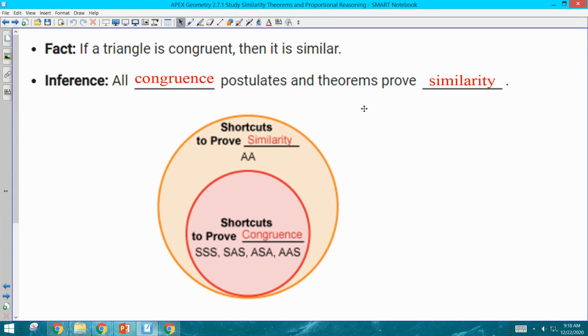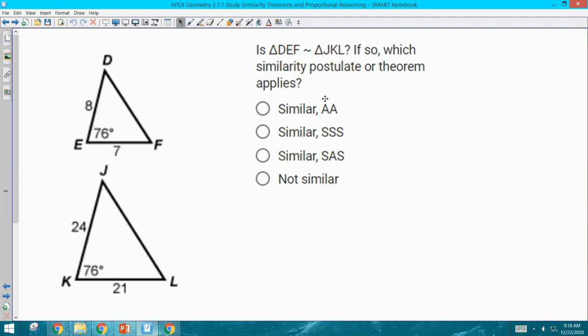So all those congruence postulates that we had, side-angle-side, angle-side-angle, side-side-side, also work for similarity. But really, there's only one that works only for similarity, and that is angle-angle. So you can't prove congruence using angle-angle.